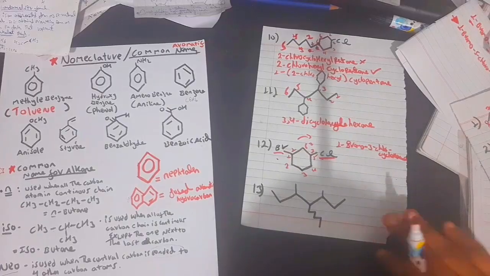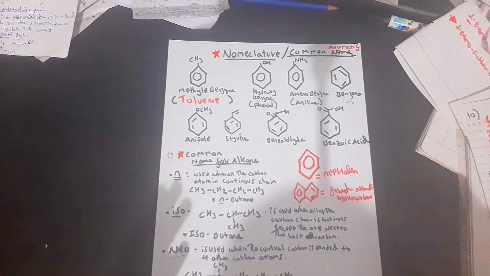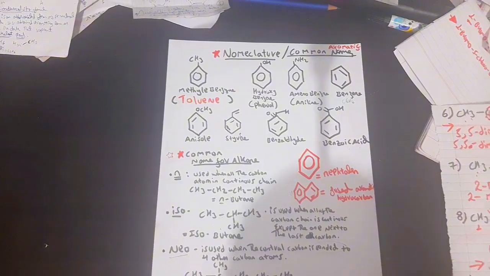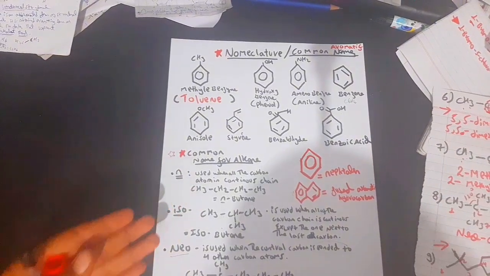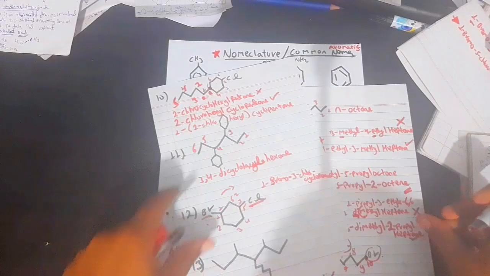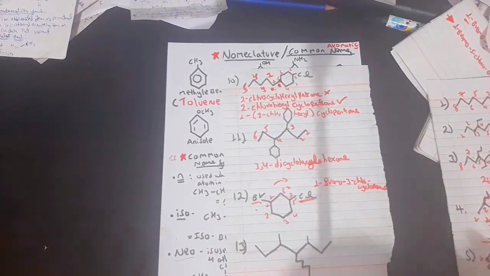So in today's lesson, if you paid attention, we talked about the nomenclature of common names of aromatics and the IUPAC naming of them. We solved many questions, and we saw those n, iso, and neo, and we solved those questions. And as your homework, do this and comment your answer, and we're going to be checking it.